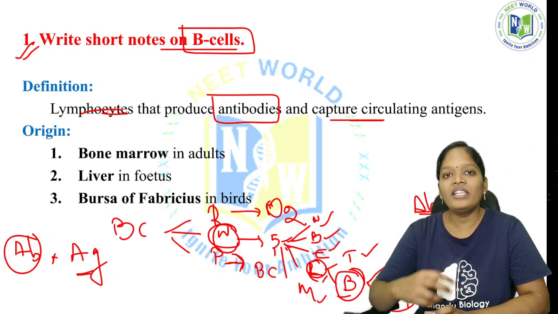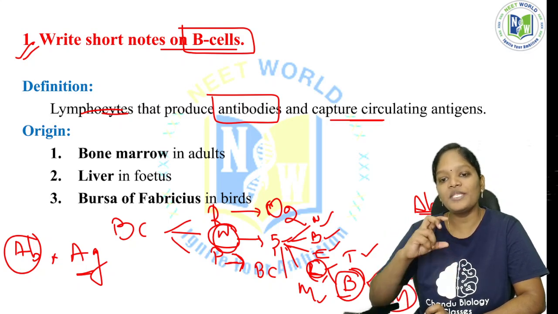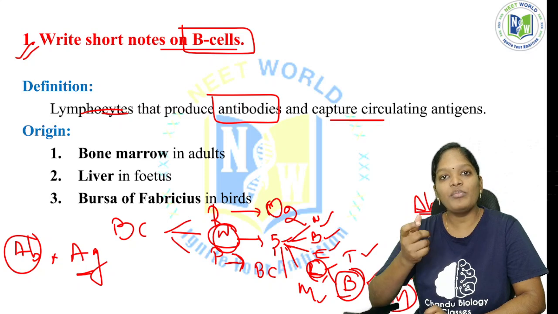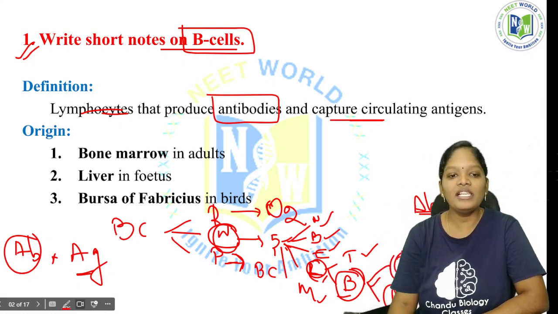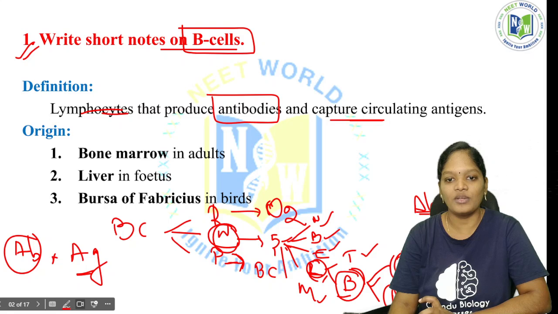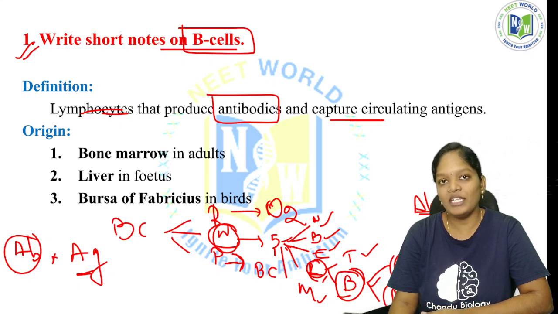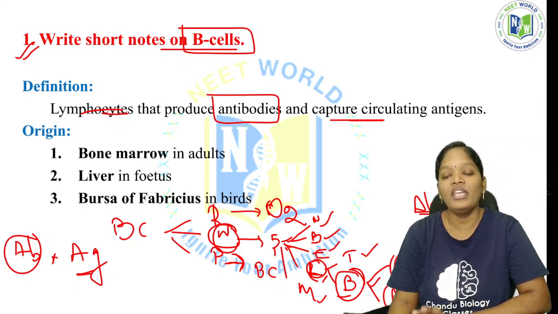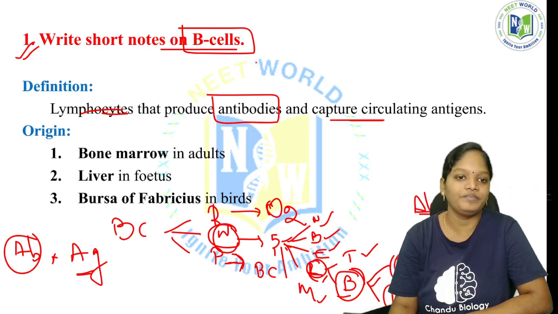Whenever the antigen enters the body for the second time, these memory cells remember the process by which we killed that particular antigen when it entered our body the first time. So the memory cell is remembering the process. The second time the body encounters the antigen, the process will be much faster compared to the first time.